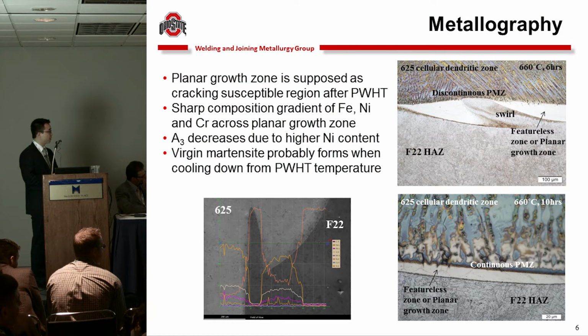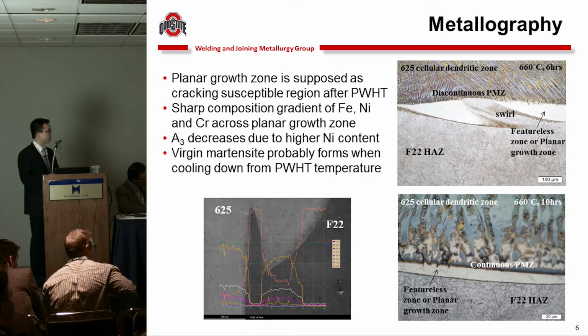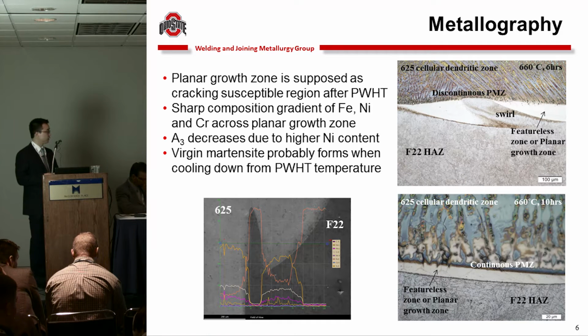The planar growth zone should be a susceptible region for cracking because the EDX analysis shows that there's a sharp composition gradient of iron, nickel, and chromium across this planar growth zone, and the A3 temperature could be lower due to the nickel content in this area. So the fresh martensite probably forms when cooling down from the post-weld heat treatment if the A3 temperature is even lower than the tempering temperature.